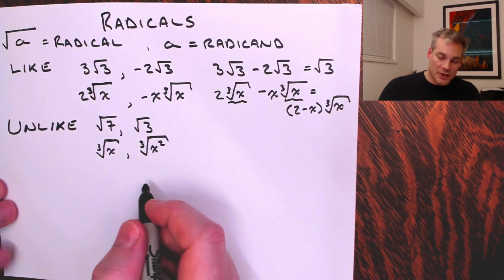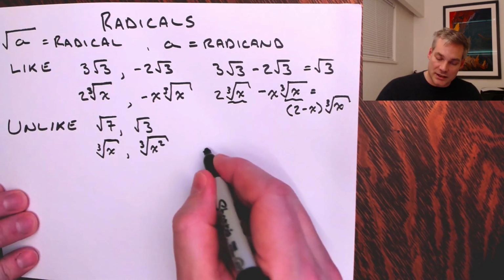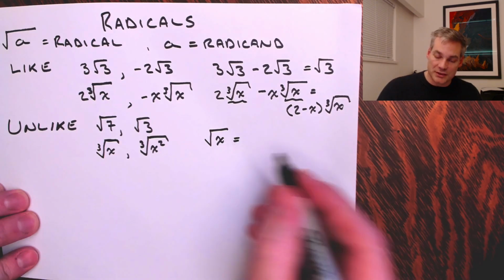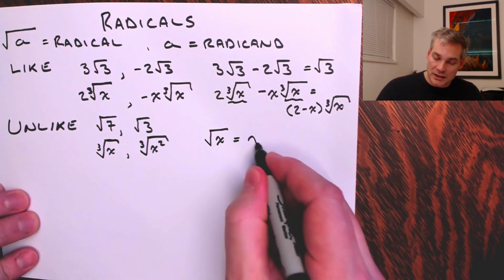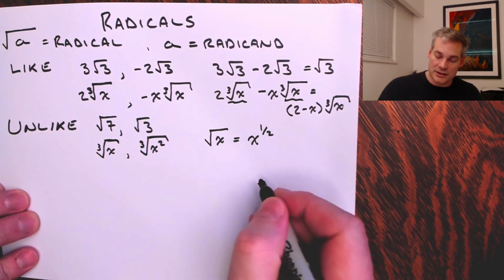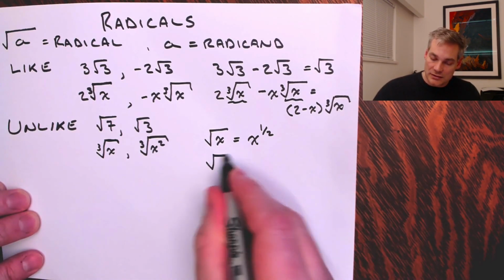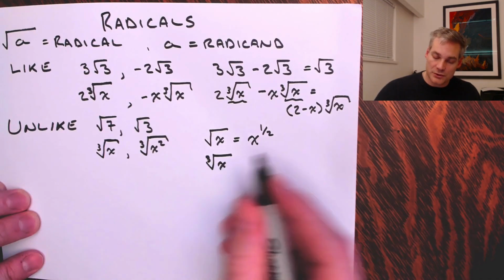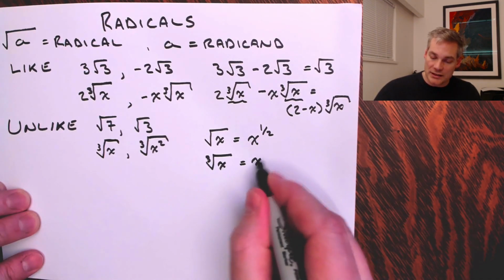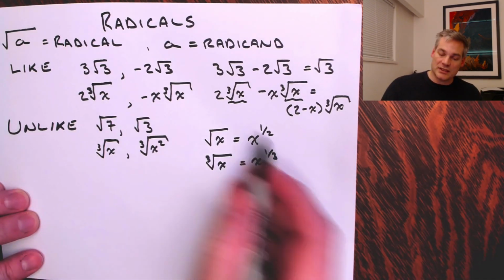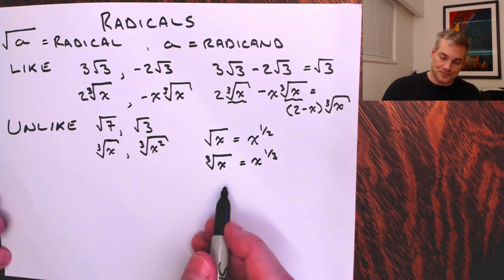There's one other thing that we should talk about, and that's that the square root of x, we can write in exponent form as x to the 1/2. And if someone had written the third root of x, that's x to the 1/3. So that's how this works for exponents.